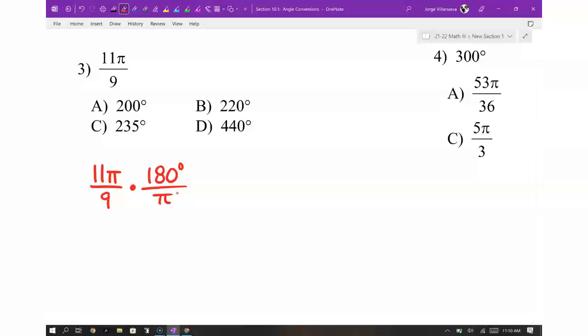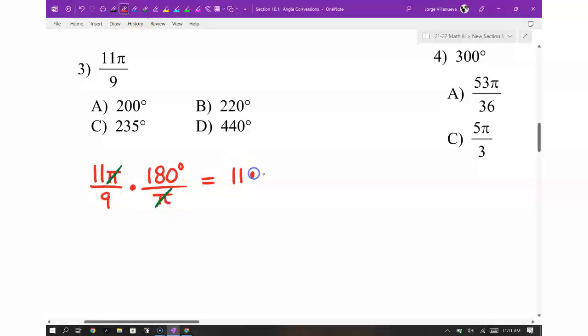Remember, it's either 180 over pi or pi over 180. It depends on what you want. If you want degrees, then you want the degree on top, 180 degrees. If you want radians, you want the pi on top. Okay, but you're always going to be using 180 and you're going to be using pi. Okay, so the pi's will cancel.